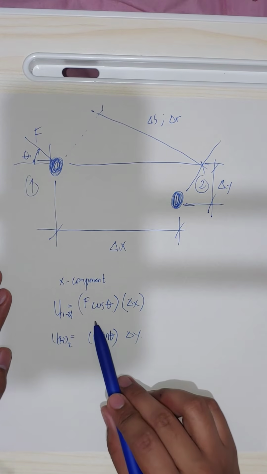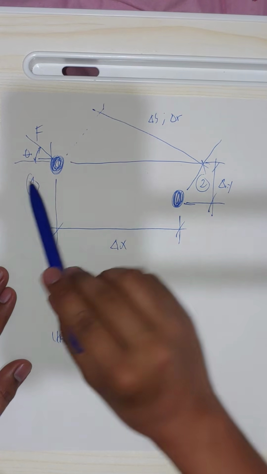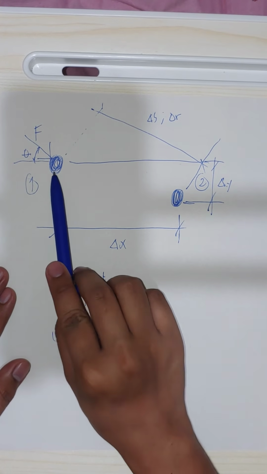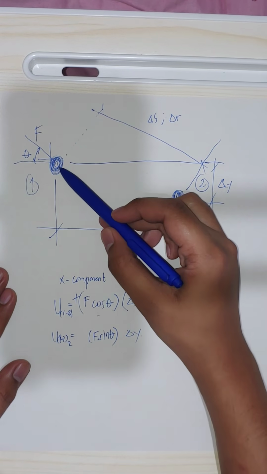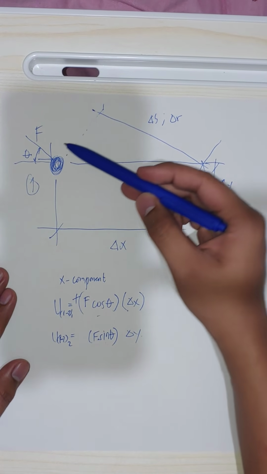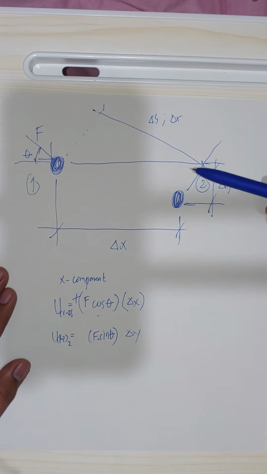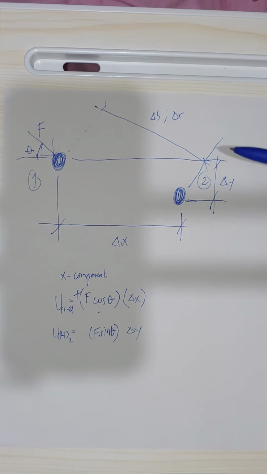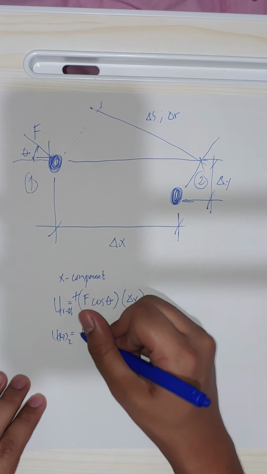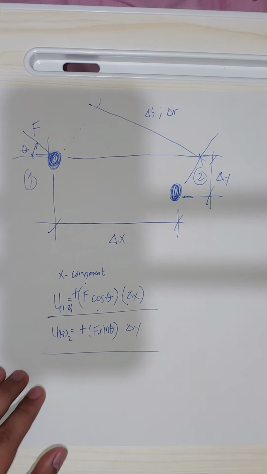So this one, is it positive or negative? Since the direction of the x component is towards the right and the particle moves from left to right, therefore this is a positive work. And how about y? Since the y component of the force is downward and the particle moves from this point to this point, going down along the vertical axis, therefore this is also a positive work.